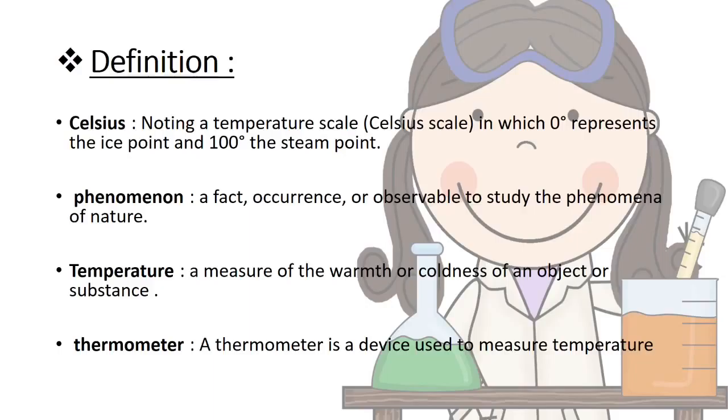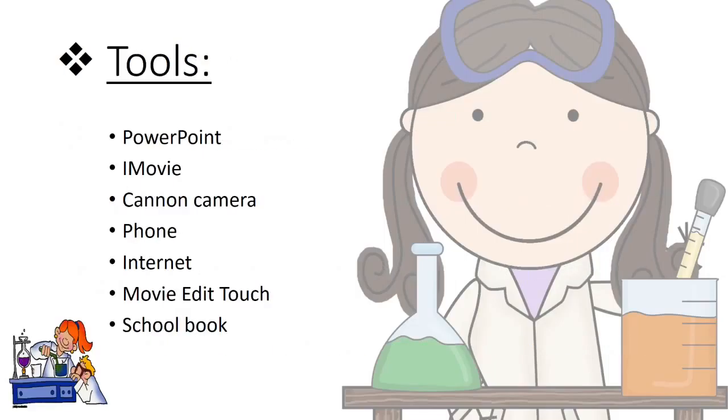Definition: Celsius. A temperature scale in which 0 represents the ice point and 100 the steam point. Phenomenon: an effect, occurrence, or observable event, to study the phenomena of nature. Tools: PowerPoint, iMovie, Canon camera, phone, internet, movie edit touch, school book.